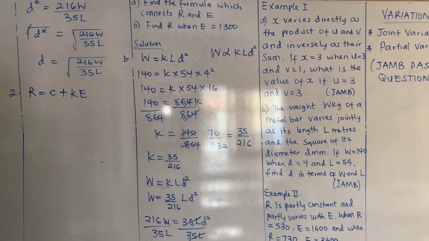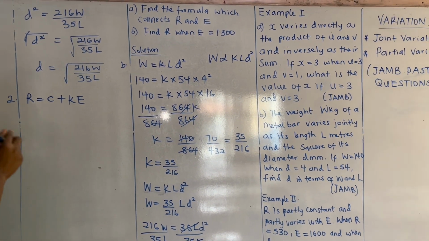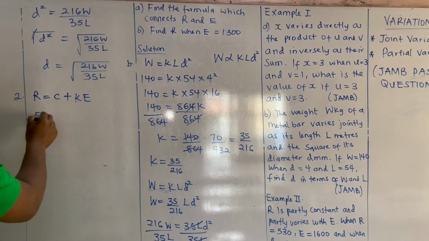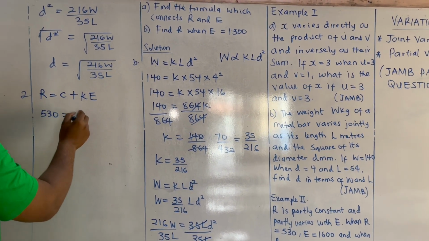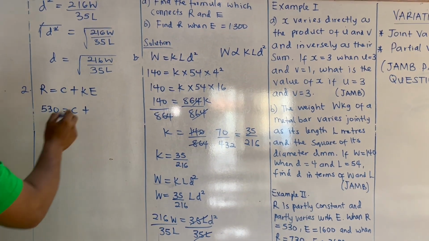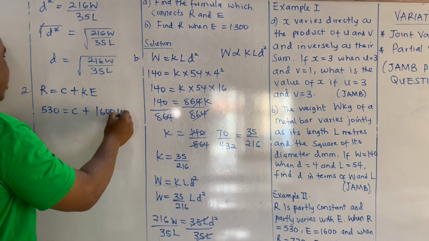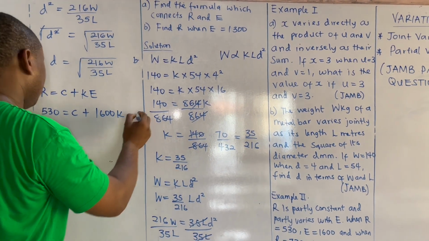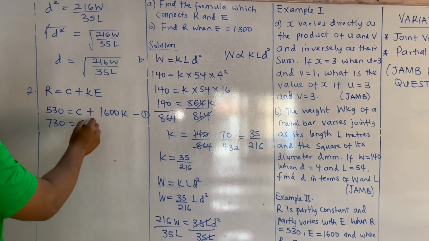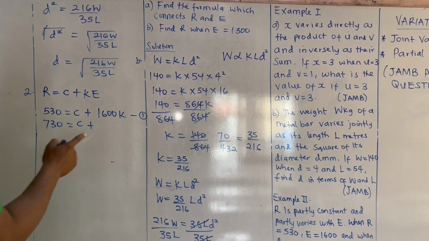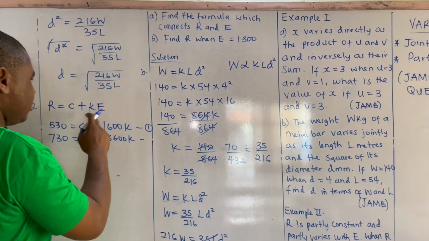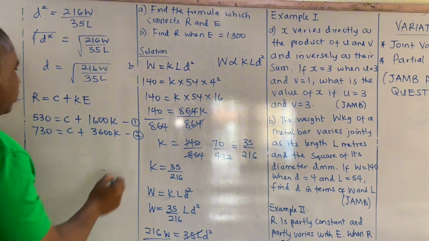Alright, so now we have two different sentences there. The first one gives us 530 for R. Now the C is there, constant, plus we have E as 1600, so 1600K. That will be our equation 1. The second sentence gave us R as 730, C was constant. Then we now had the value of E as 3600, times the K. So this has given us equation 2.